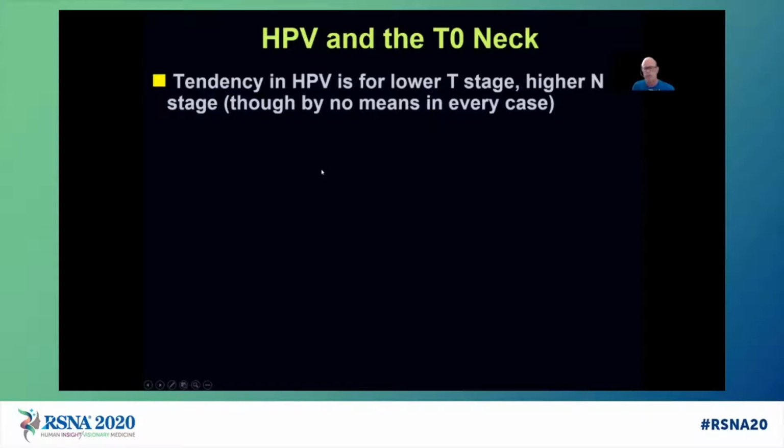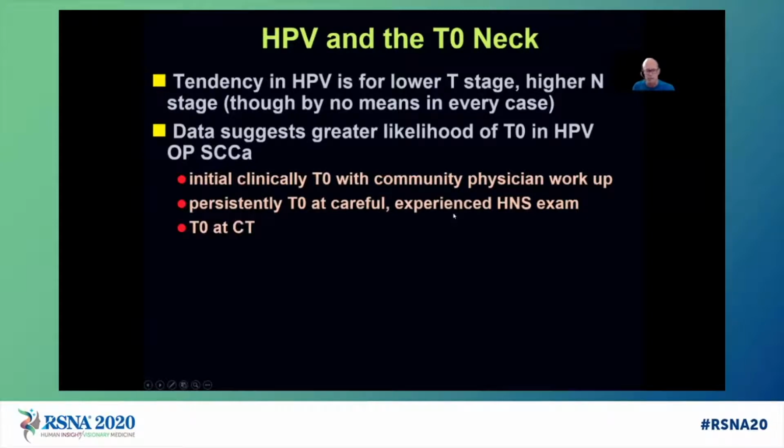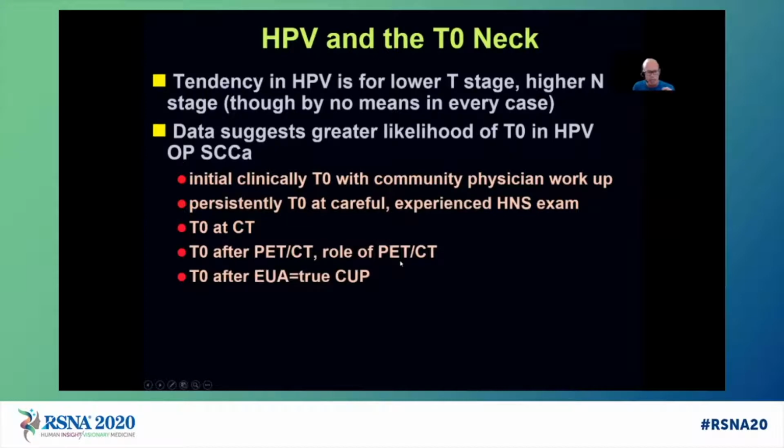Not every case, but many cases, they present with little or no clinical evidence of the primary, and they get worked up on the outside. And if nobody can find a cancer, they'll go to an ENT or a head and neck surgeon, and they'll do a CT scan. And if it remains T0, that is, no primary can be found, there is a role. It may be a little controversial, probably not anymore, but there is probably a role for PET CT, and I'm going to show a few cases in a moment.